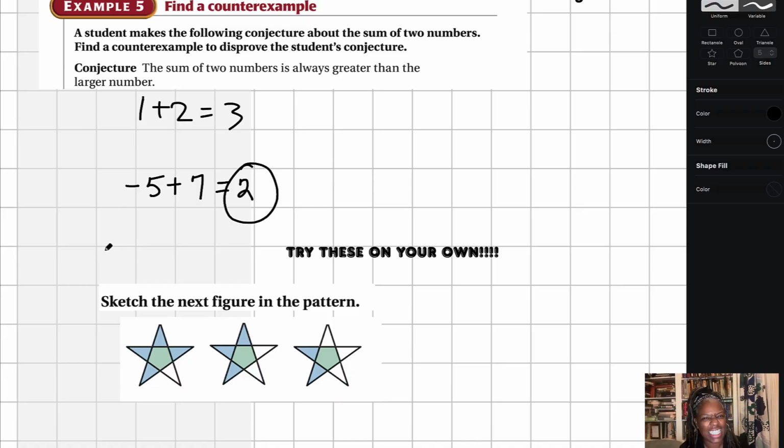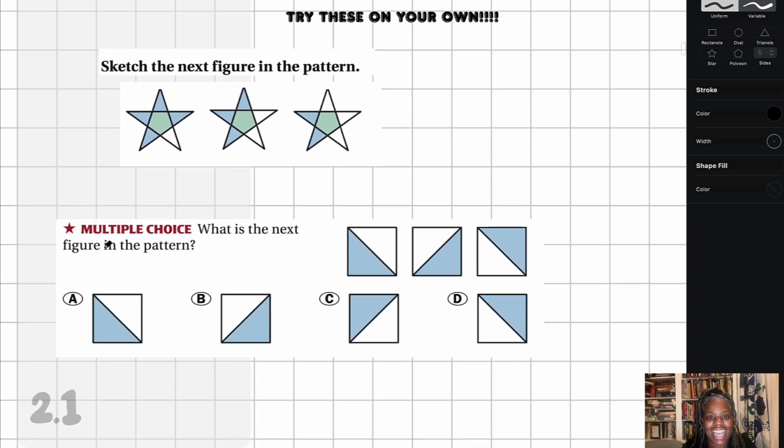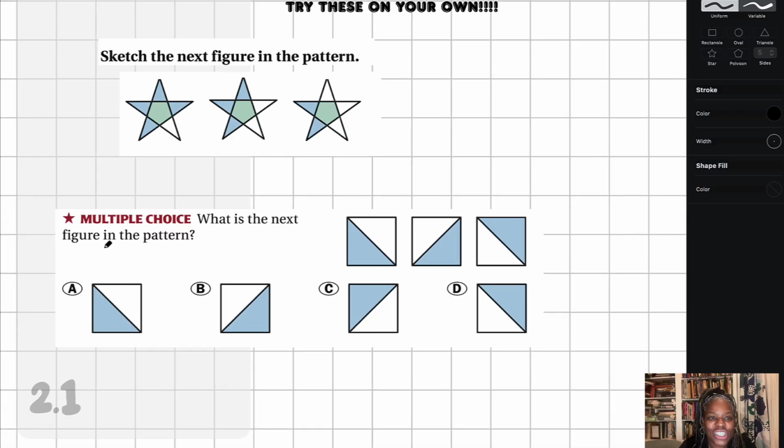I hope it made sense. I know it was a lot. Take your time copying, look at the video again, come ask me questions. Let's make sure it makes sense. But for right now, you got these guys to try. These aren't too hard. You're going to figure out what is the next picture in this pattern. And then here you're going to choose from one of these to figure out what the next picture in this pattern would be.